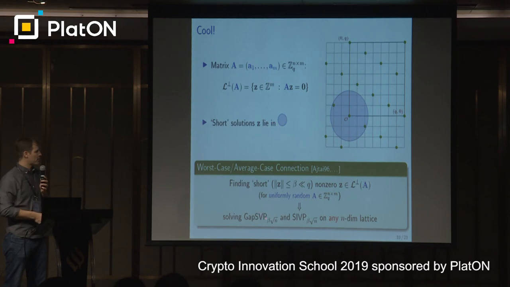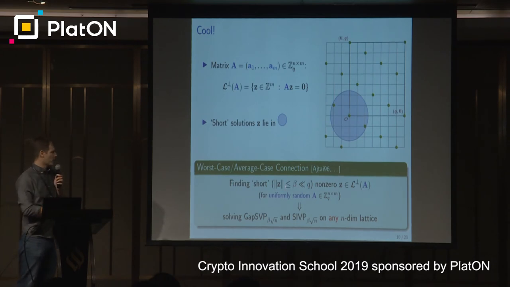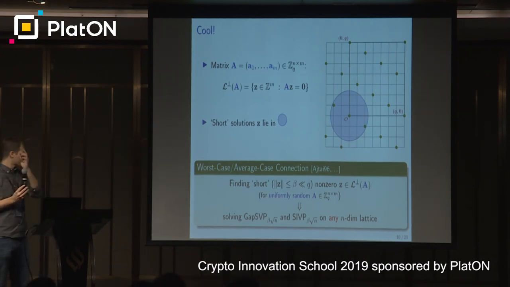What's remarkable is that this algorithm solves gap SVP on any n-dimensional lattice. There's no randomness, no random choice of lattice or anything like this for these problems. But if these problems are indeed hard, as we believe and conjecture them to be, then this result implies that the SIS problem is also hard for a corresponding bound beta. So this is really an excellent theorem, a really remarkable theorem, one of a kind, and I want to make sure that you understand what it means, so I'm happy to take questions or any concerns about any of this material.